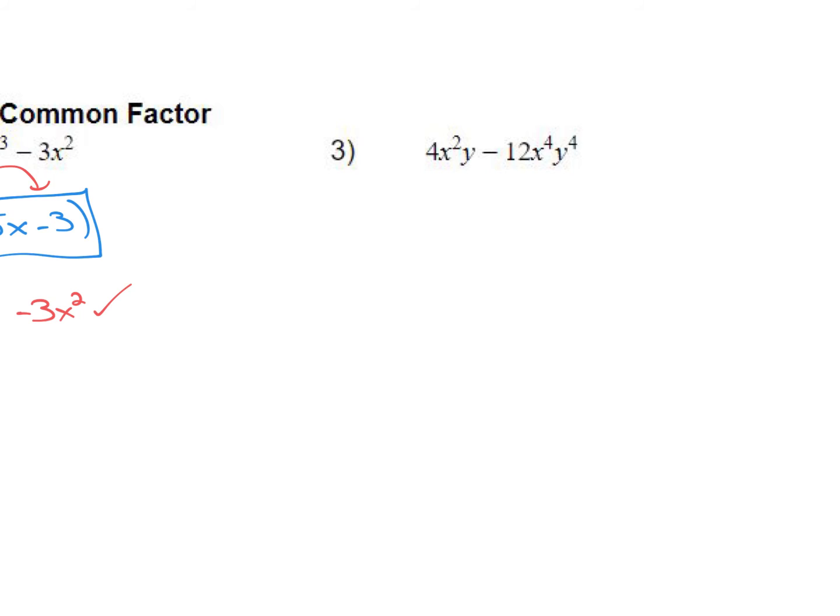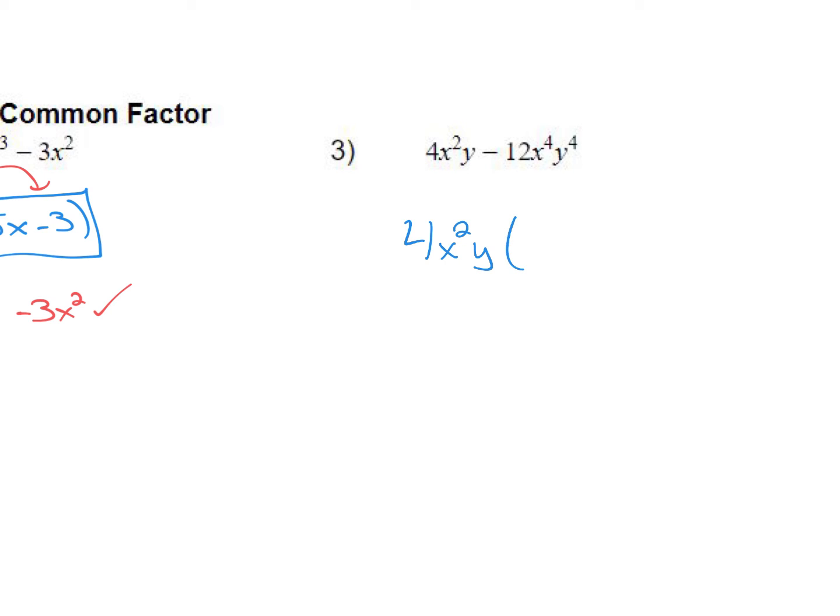So if we look over 3, same thing applies if we are looking at multiple variables, but you treat each one separately. So look at 4 and 12. 4 is the smaller of the two numbers, so can you divide 12 by 4? In this situation, we can. When we look at x squared and x to the 4th, we can divide both of them by x squared. Y and y to the 4th, we can divide by y.